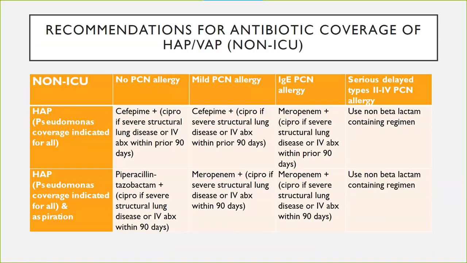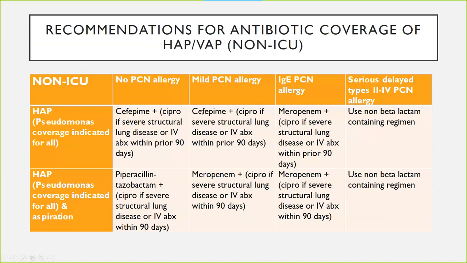So these are the recommendations for antibiotic coverage in the non-ICU setting for hospital-acquired pneumonia. As we mentioned before, Pseudomonas coverage is indicated for all hospital-acquired pneumonias. MRSA coverage only in the ICU. Do you need that? Her penicillin allergy was hives, which is considered a mild penicillin allergy. So the recommended drug is cefepime. If you are also worried about aspiration, then meropenem might be an option.